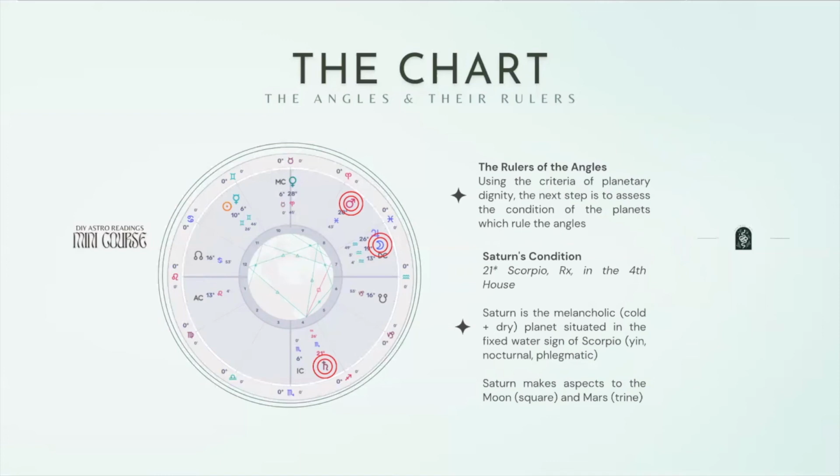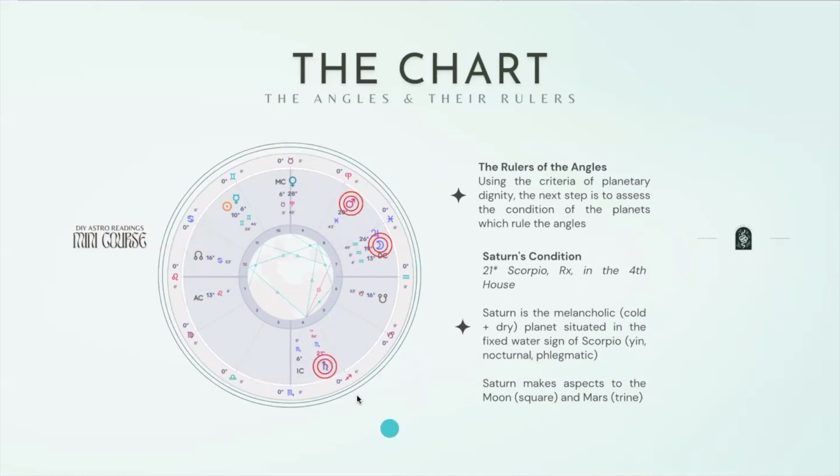So I wanted to give the example of Saturn. I was really drawn to the fact that she has Saturn in the fourth house, ruled by Mars in Pisces. I also have Mars in Pisces. That's very cute.